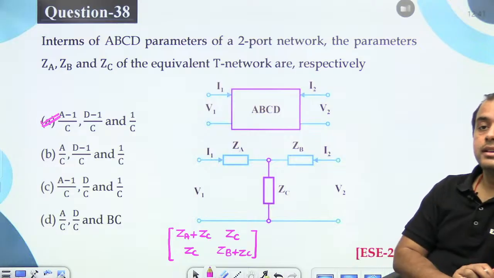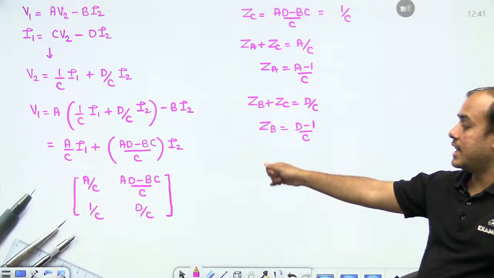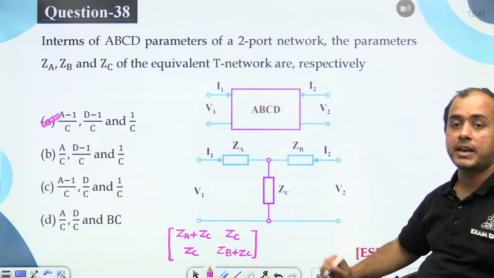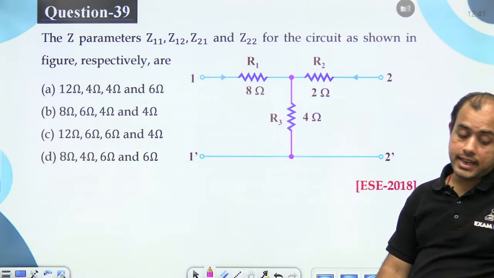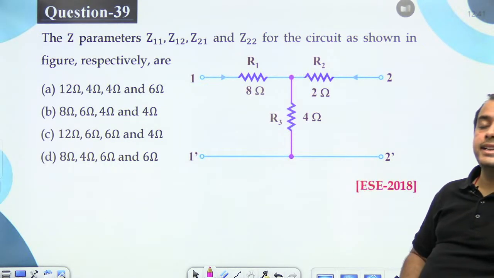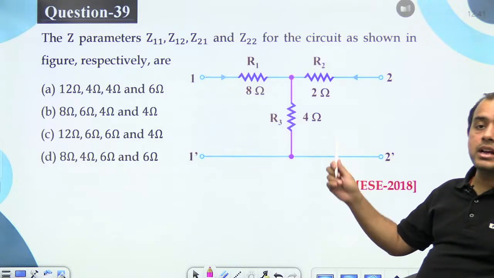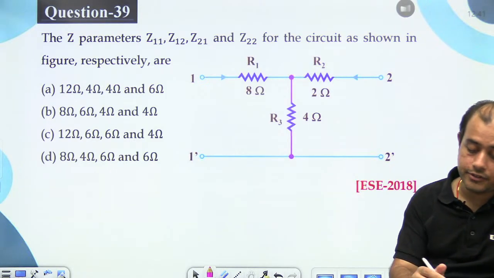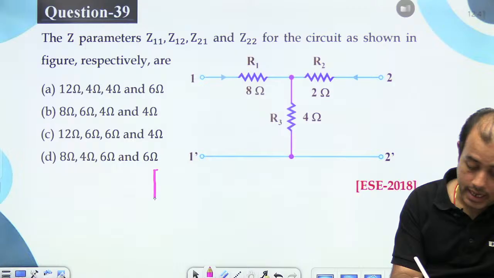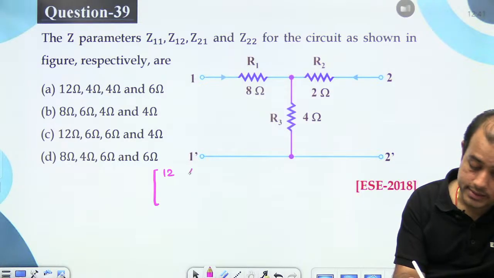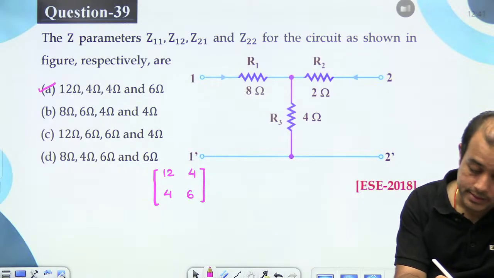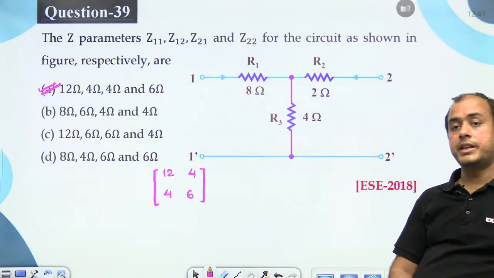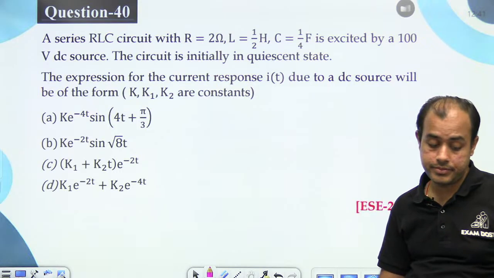Option A. Did you understand how it was done? First I came from ABCD to Z, from here I got the Z parameters, and then equated both. The Z parameters, ESE 2018. The Z parameters of this T network, very easy. Diagonal is the sum of impedances, sorry, diagonal is the sum of impedance of diagonal, and off-diagonal is the impedance between two meshes directly.